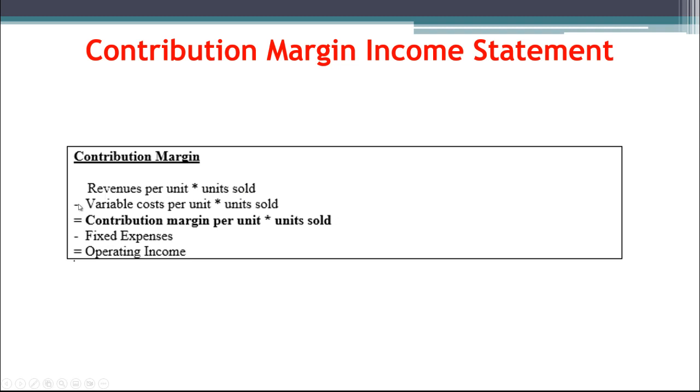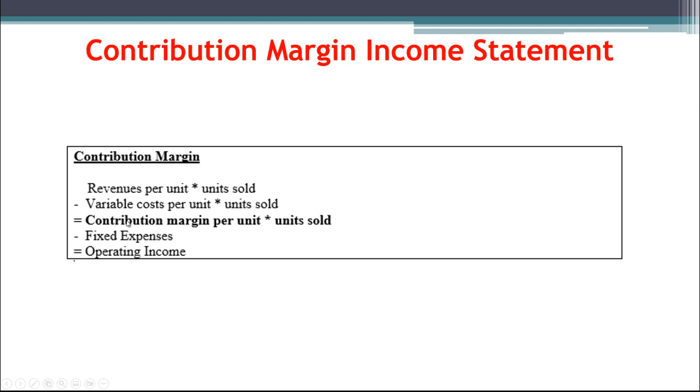But now we're going to subtract out all variable costs per unit multiplied by the units sold. These might be variable product costs. These might be variable selling and administrative costs or period costs. It doesn't matter. The point is they're variable. We subtract those out and we get a contribution margin per unit, obviously multiplied by the number of units sold. And then we subtract out fixed expenses in total to get operating income.